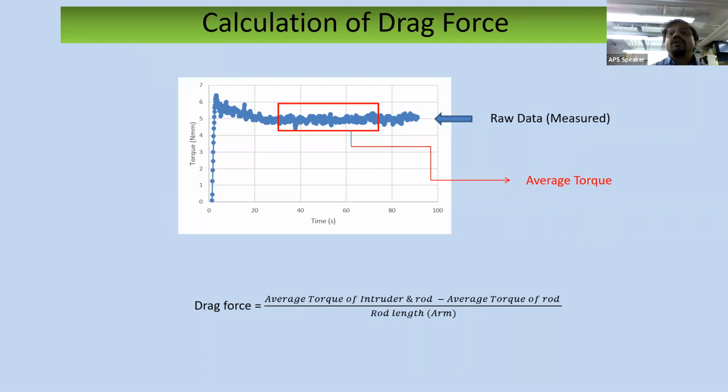First, the raw data is the torque after the intruder moves through the granular bed. The intruder is attached to the rod. So the torque which we receive for the intruder is actually the torque for both intruder and rod. So we also measured the torque of the rod only without the intruder. Once you subtract the torque of the rod only from the torque of both intruder and rod, and then divide that by the rod length, you end up getting the drag force for the intruder in the granular material.